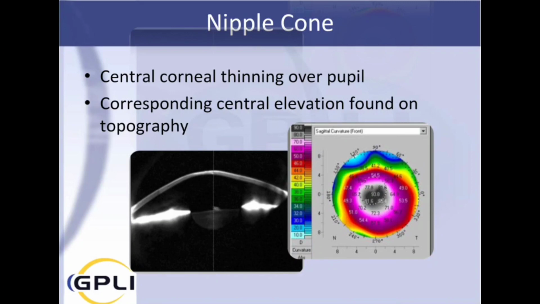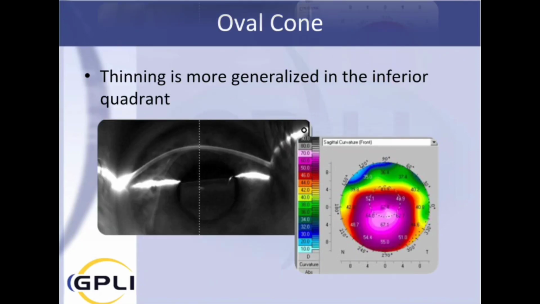Examples of keratoconus eyes include the nipple cone, where there is a centrally located thinning area. Corneal topography will also show a corresponding central elevation. The oval cone is a flatter, broader cone which is generally slightly inferior. Scheimpflug imagery in this case shows the cone slightly lower than the center of the cornea.